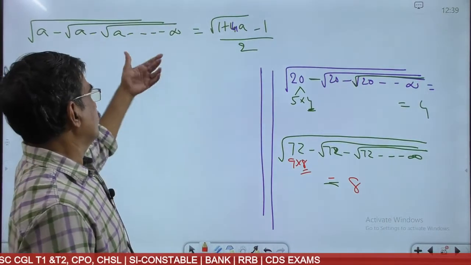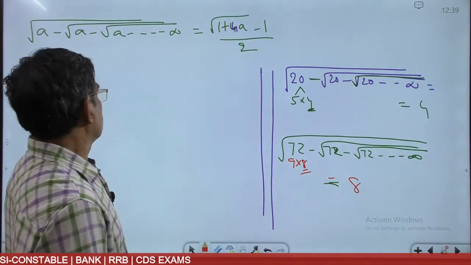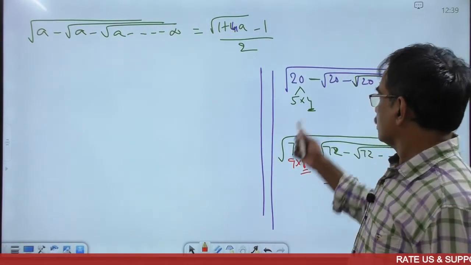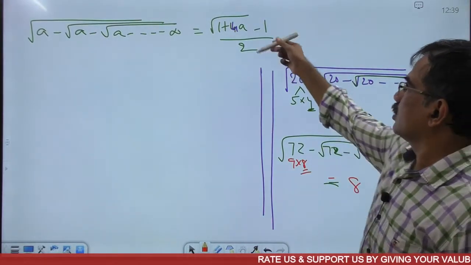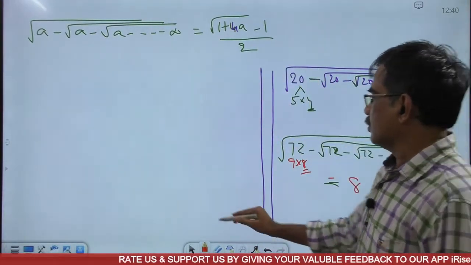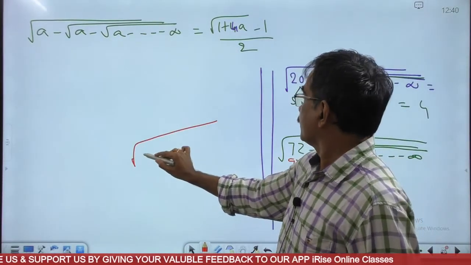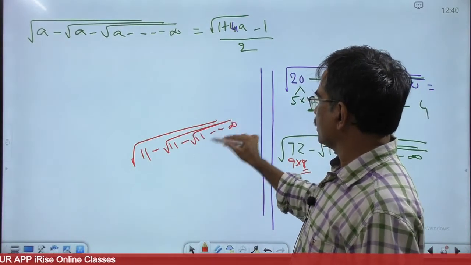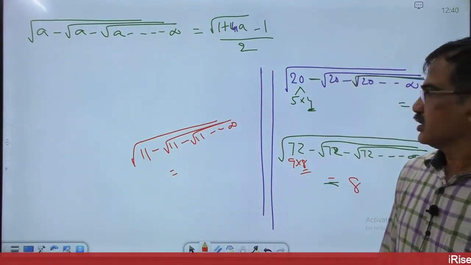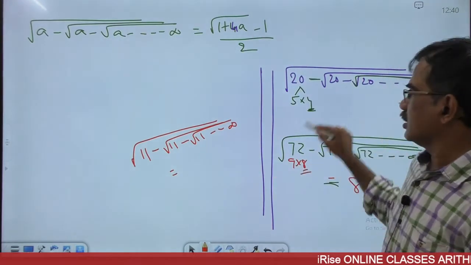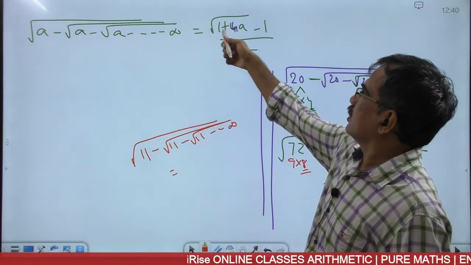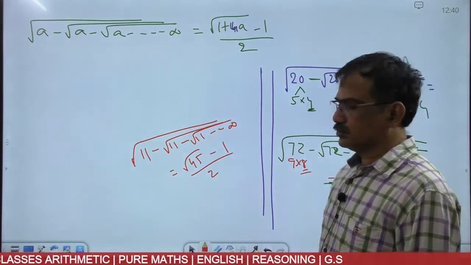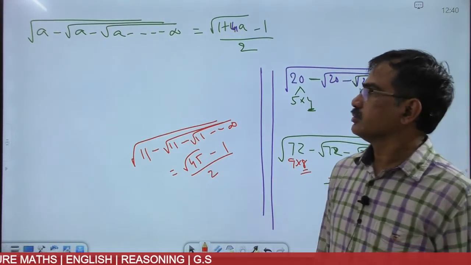Okay, so this is about this formula. Root of a minus root of a minus root of a minus is given, then the answer is based on the formula. For example, root of 11 minus root of 11 minus root of 11 up to infinity is given. What is the answer? Here only the formula is applicable, the shortcut is not applicable. 11 fours are 44 plus 1, root of 45 minus 1 by 2. This is the answer. This is formula 2.